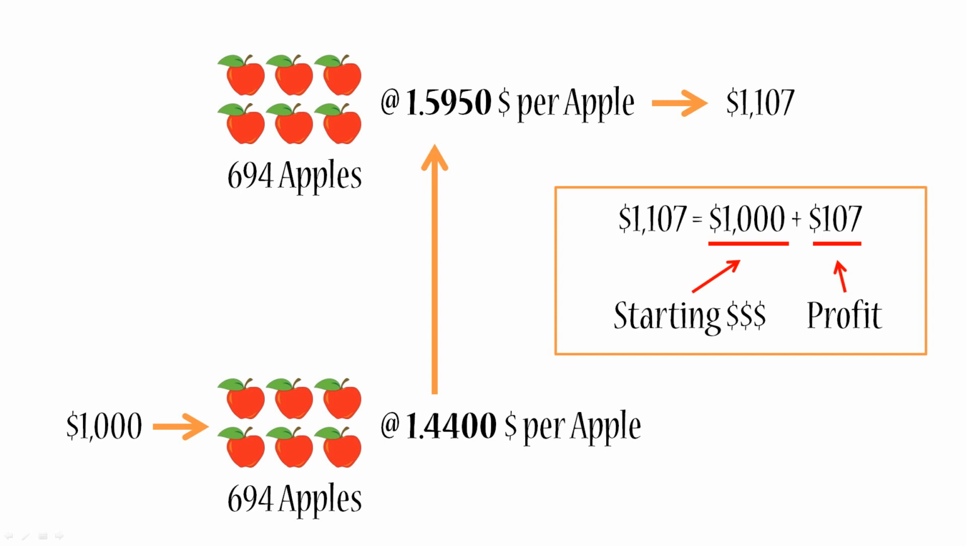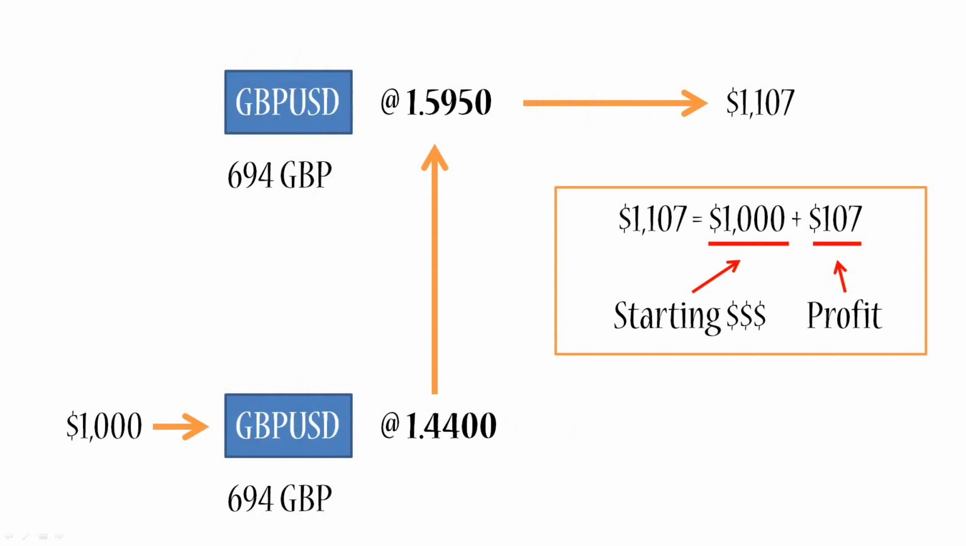Now moving back to the British pound, we can see that nothing changes if we replace apples back with the British pound. The trader invested $1,000 into the British pound. He got 694 pounds. Then he sold them at a higher price, got $1,107 back, and that is his profit, $107. So he got his $1,000 back, and he's got $107 extra on top of that.